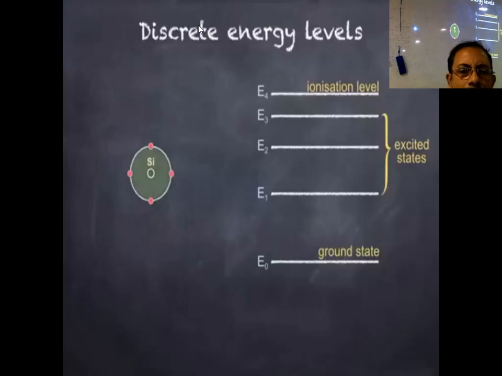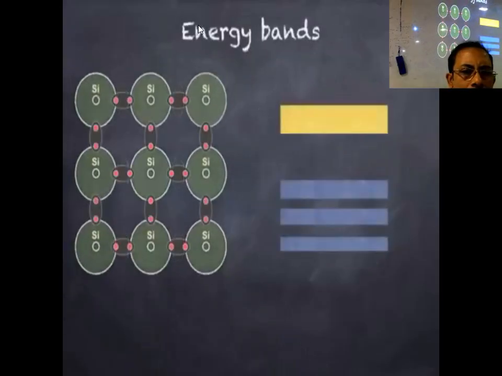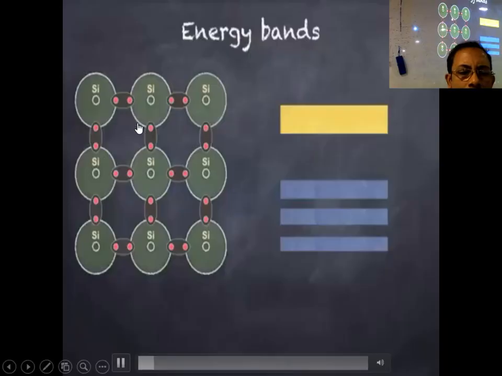When a large number of atoms come together to form a solid, the energy levels become reorganized into bands as the atoms interact. Each energy band actually consists of many closely spaced energy levels.